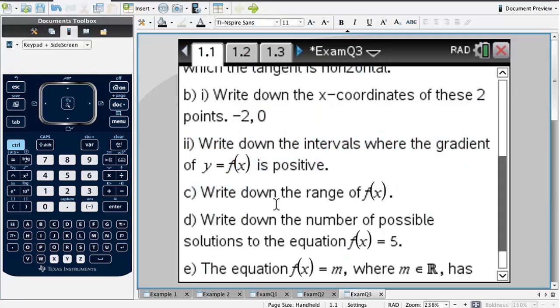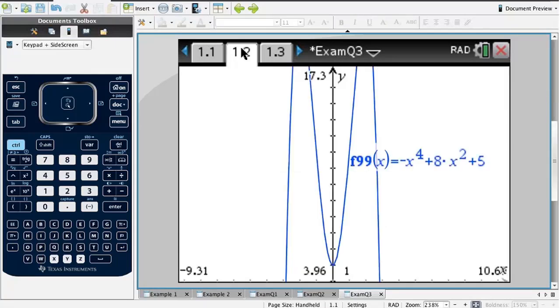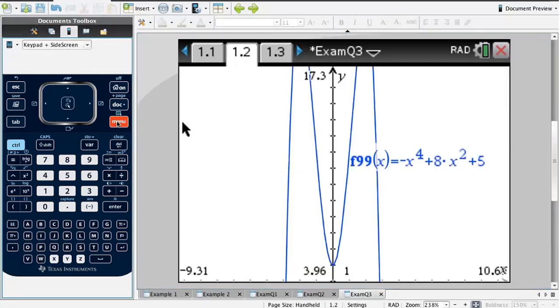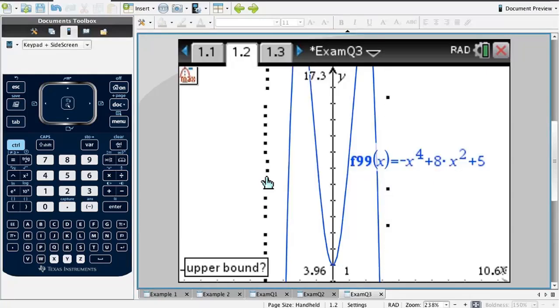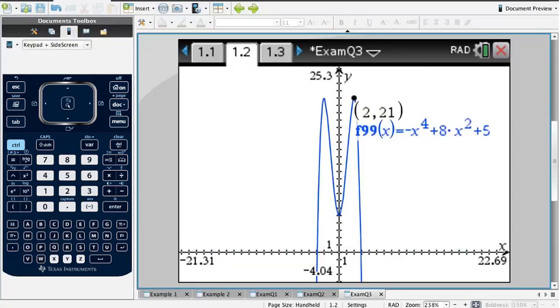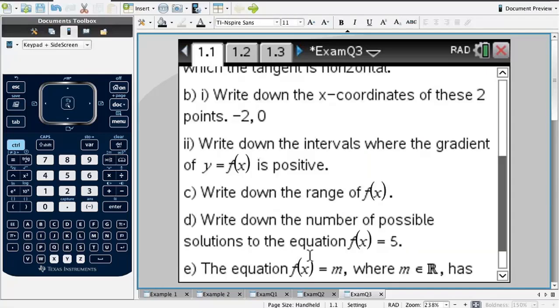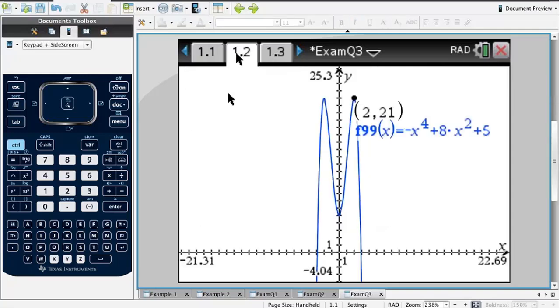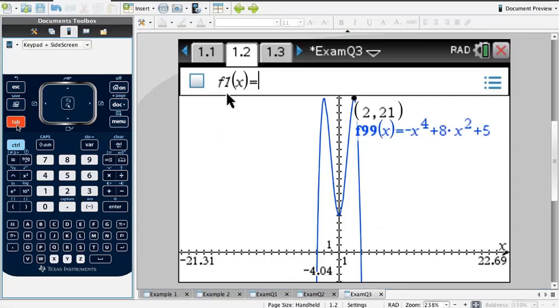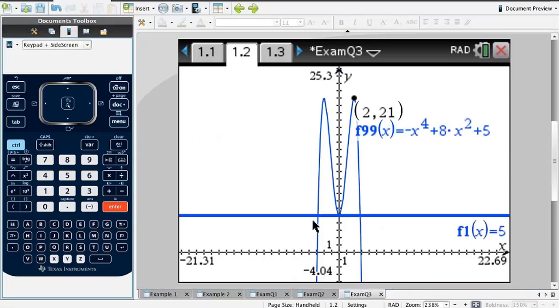Okay, write down the range of f. Well, I would need to know the maximum, so if I menu, analyze graph, maximum between there and there, I get 21, so the range would be y is less than or equal to 21. And find the number of possible solutions when f(x) equals 5. So if we actually graph y equals 5, we can see it intersects with the curve 3 times, so it'll have 3 solutions.